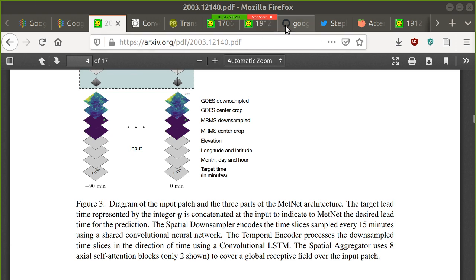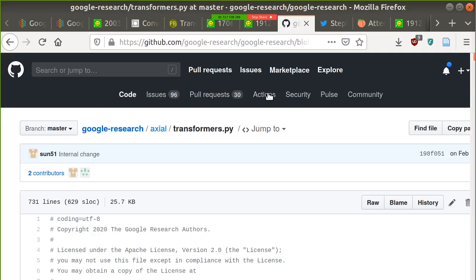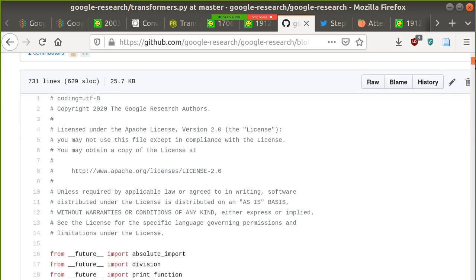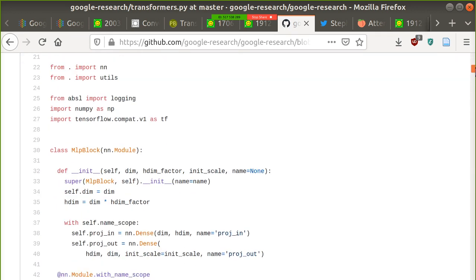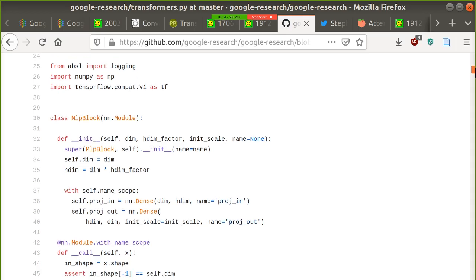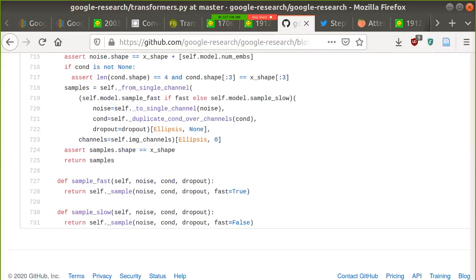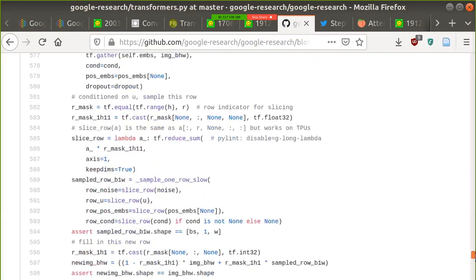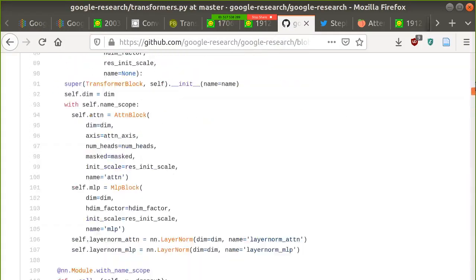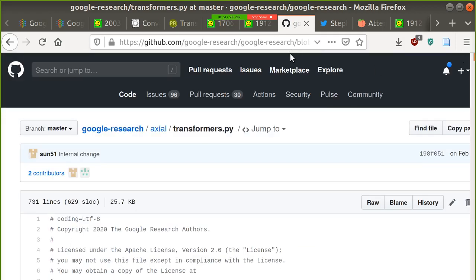I'll just add they have put code online for, not for the whole MetNet, but for the axial transformers building on TensorFlow. So you can download this. It's from the same group that did MetNet, which is also the same group that did the axial self-attention at Google. And you can see it's a little more involved than the stuff we looked at the past couple of weeks, but still in less than 1,000 lines of code, they really have all the core elements. So you can download this and play around with it.